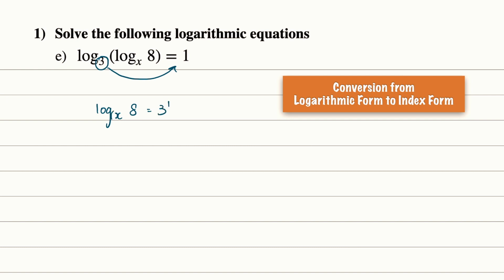Converting one more time to an index form, we will have 8 is equal to x to the power of 3. What we can do now is to convert 8 into 2 power 3 so that we can compare both sides of the equation. And you can see quite obviously now that x is equal to 2.